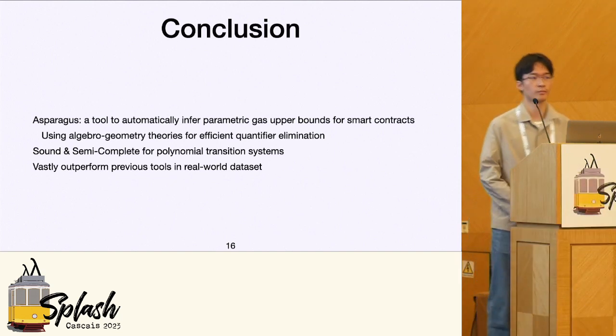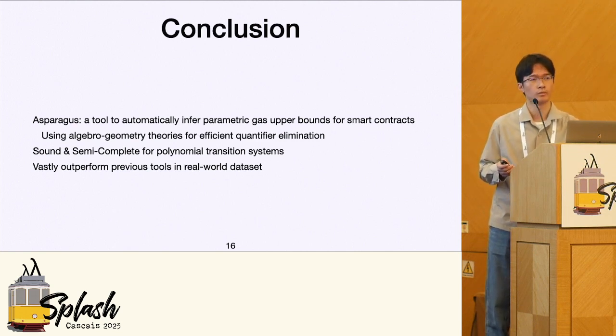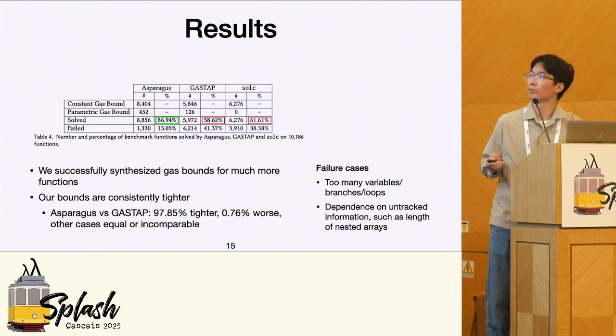Hey, that was very interesting. Thanks. So I had two questions. The first one's kind of quick. How much overlap was there in the failure cases between GASTAP and the Solidity compiler? Like, did Asparagus fail on a subset of things that GASTAP also failed on, or was there no overlap?